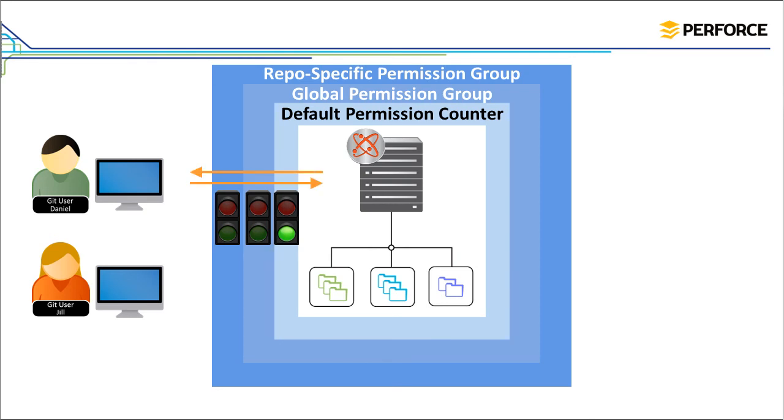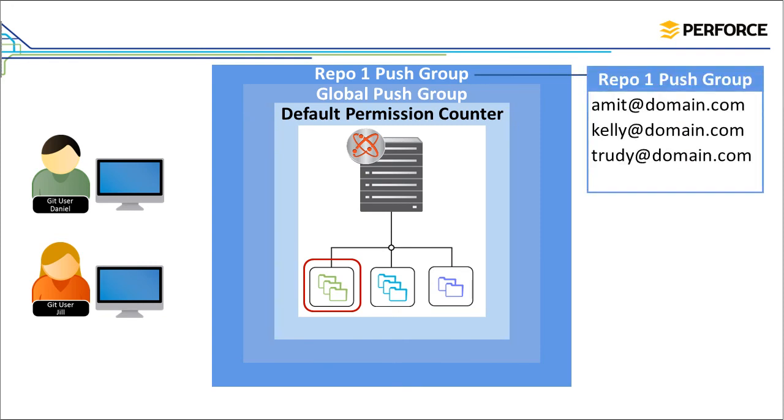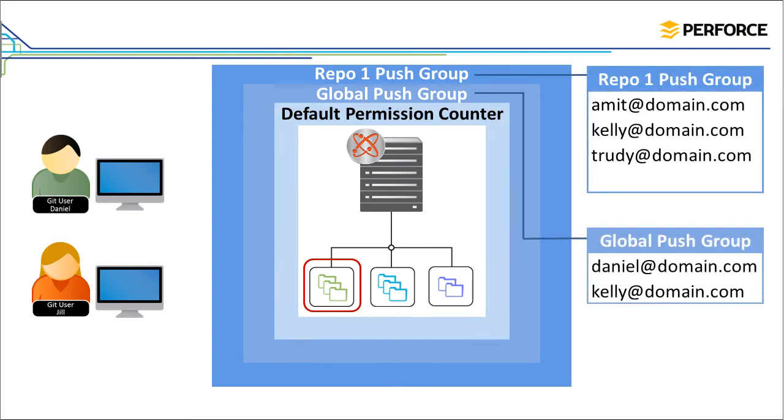In order for any user to push to any repo, they must also have write permission in a standard P4 protect table. When determining a user's pull and push permissions, Git Fusion iterates through each permission layer, starting with the most specific, continuing until it finds and returns the first matching permission.